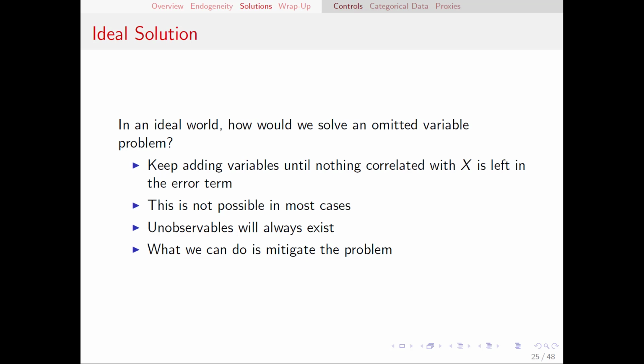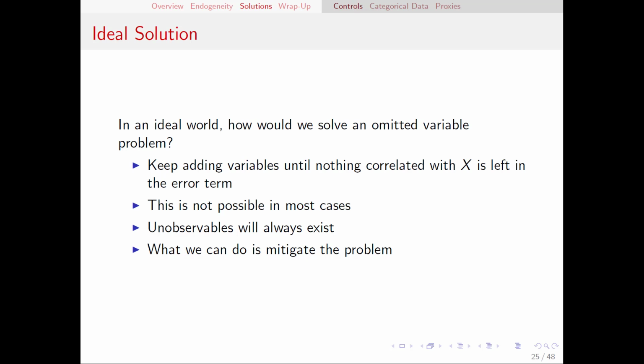and why it arises. In that video, we discussed how having variables in the error term that are correlated with our explanatory variable, x for example, causes bias in our estimate of that variable's effect on the dependent variable. So the ideal solution to this problem would be to identify all the variables that are in the error term that are also correlated with x and get them out of there.